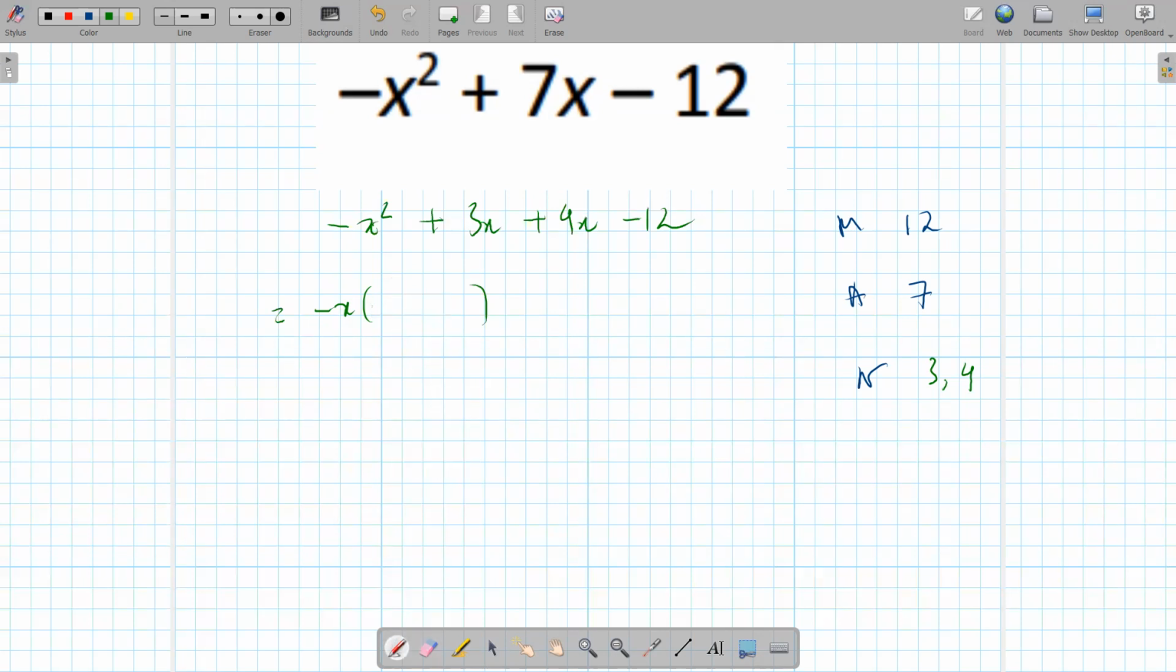Look at this. Minus x squared over minus x: what does that give? The minus signs cancel out. It just gives you an x. And 3x over minus x, the x's cancel out. You're left with 3 over minus 1, which is minus 3. Like that.